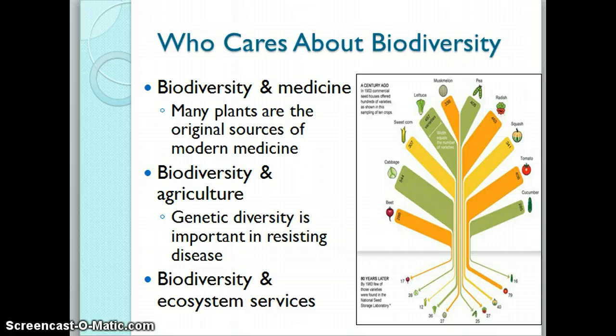Biodiversity is also important in agriculture. The majority of crop plants that we eat are genetically identical to each other. However, crop plants have wild relatives. Wild tomatoes are only about the size of a pea, but we've bred them to have very large fruits. It's important to maintain genetic diversity so that genes from wild varieties can be engineered into crop plants to give crops desirable characteristics and resistance to diseases.